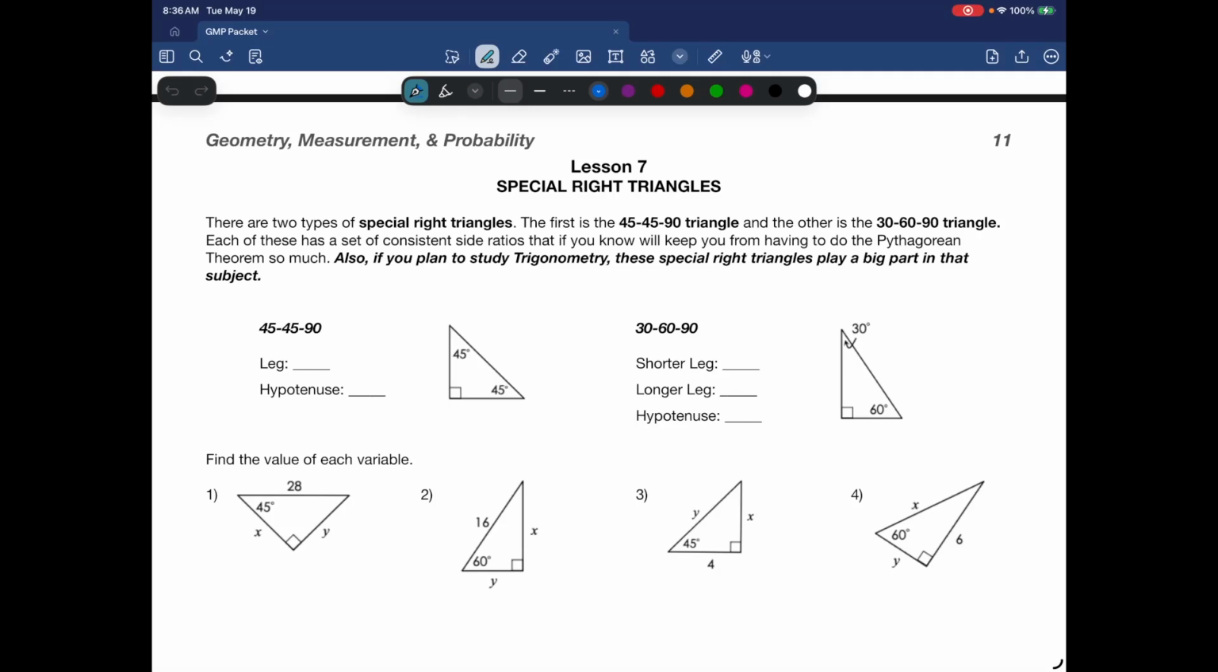We're going to talk about special right triangles. For some students, this is a real struggle. It's really just about side ratios. The ratios never change, whether it's 45, 45, 90, or 30, 60, 90.